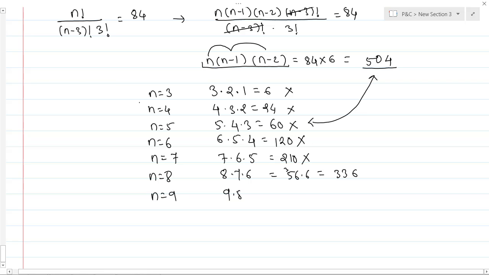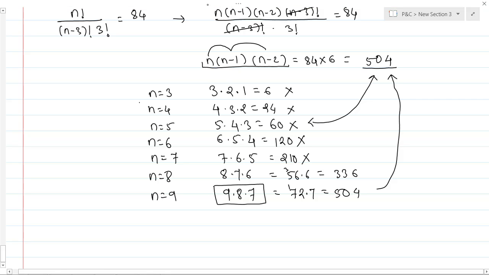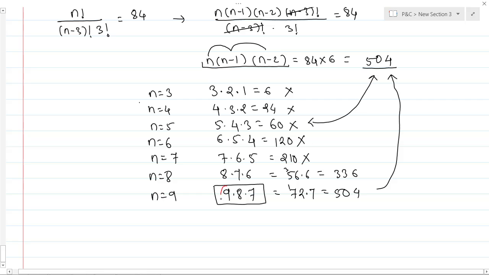So 9 into 8 into 7, how much is it coming? 9 eights are 72, into 7. So 7 twos are 14, 4 carry 1, 7 sevens are 49, 50. So 504. Yes, perfect. We want 504 only. So what are the values of n, n minus 1 and n minus 2? This is nothing but 9, 8 and 7. But the question is asking for the value of n only. So what is your answer then? Your answer should be 9. Okay, perfect. So your answer should be 9 here.